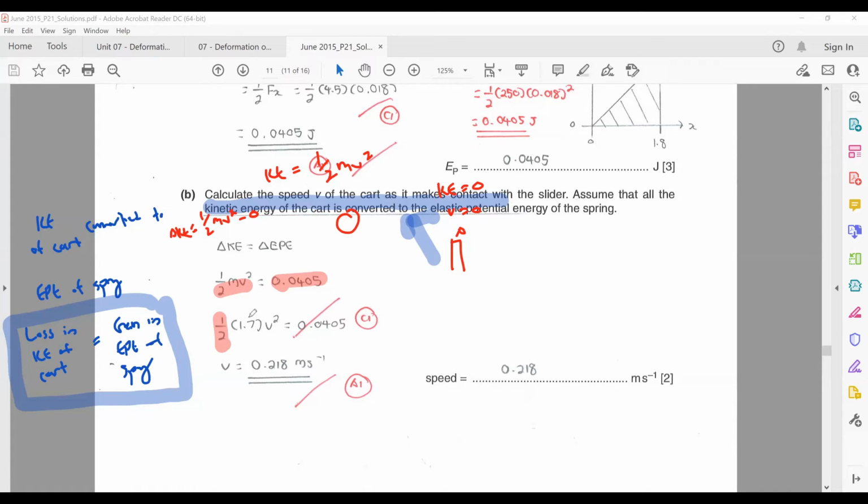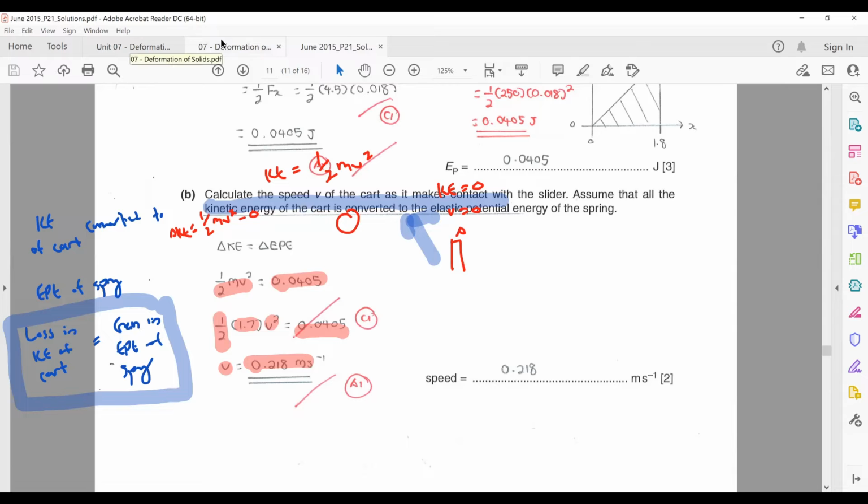Your mass is actually 1.7 kg. Your EP is 0.0405 joules. V is going to be 0.218 meter per second. This is your final answer. Okay, so this part is okay, right? Yeah, this is actually referring to conservation of energy. Okay, so this one is okay.